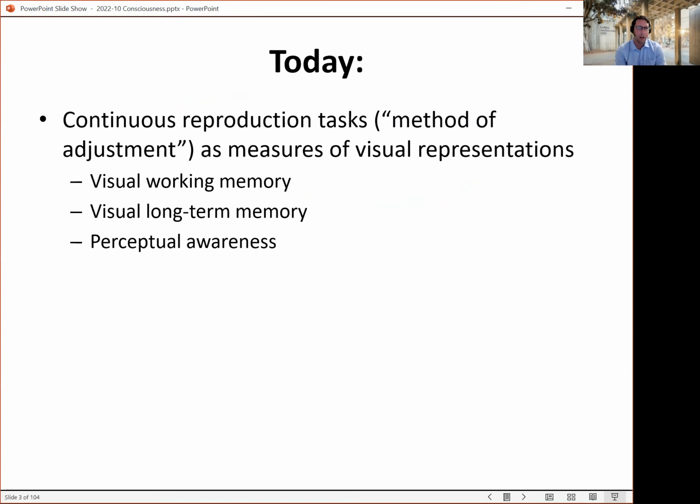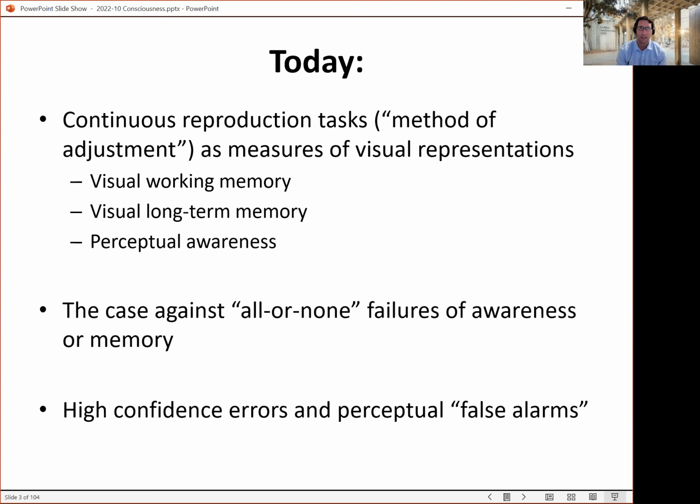And today I'll just talk about one small slice of this, which is continuous reproduction tasks, the method of adjustment as a measure of visual representation. So if you ask someone to report exactly what was there and describe it with a color wheel or something like that, what does that mean? I'll tell you a little bit about working memory and long-term memory, and then talk a little bit about how we think this applies to perceptual awareness paradigms. So the linking thought will be methodsy: what do you get out of these tasks?